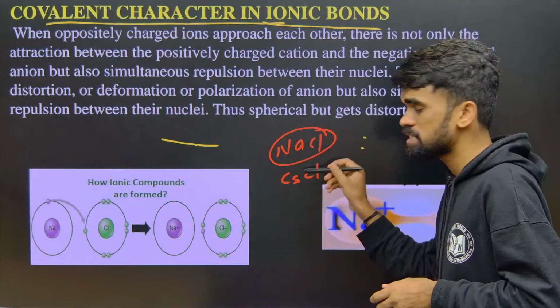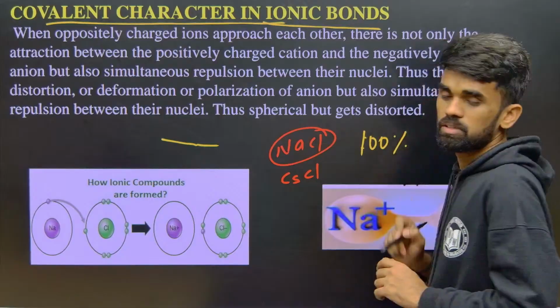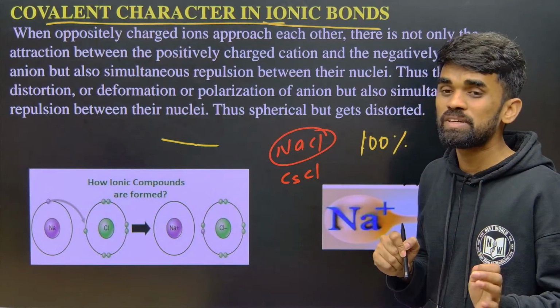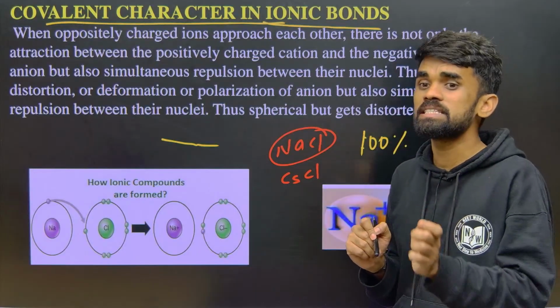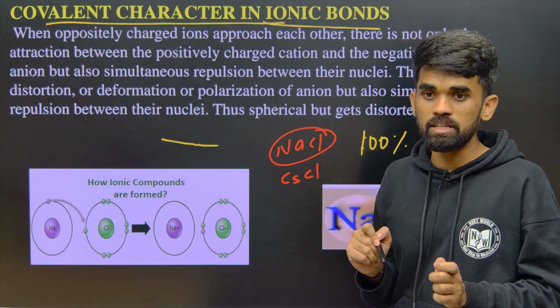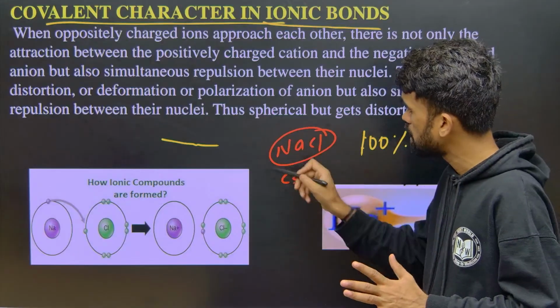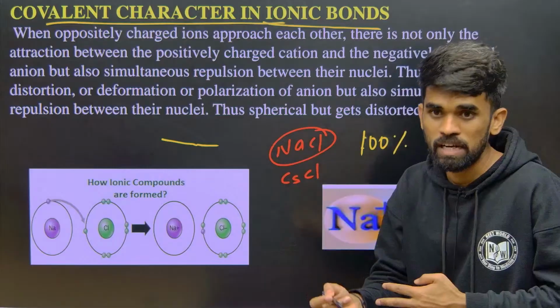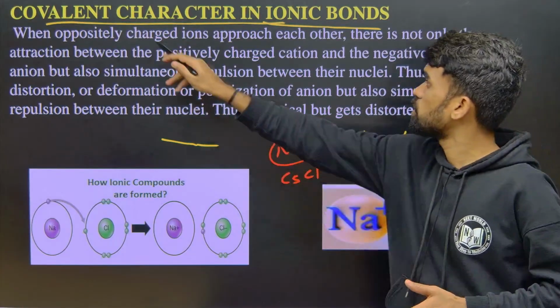I am saying these are ionic compounds, but not 100%. There is no compound which is perfectly, completely ionic. There exists some covalent character in those compounds. Now, both are ionic compounds, and I just want to compare which has more covalent character or which has more ionic character. That will be answered using this explanation.